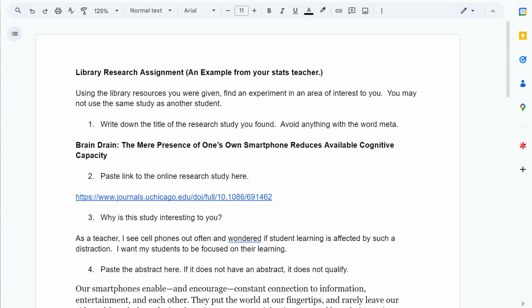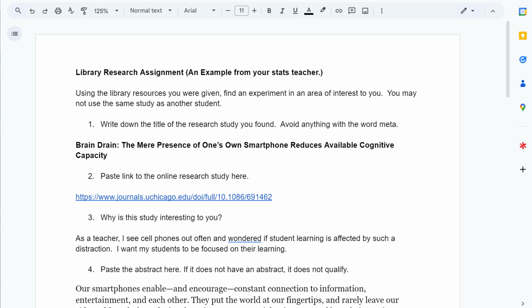Now I'm going to walk you through your assignment. You're supposed to find an experiment that is of interest to you. So the librarians and the resources you have, you're looking for an experiment. And then I'll get to some details, like, did you find one or not? First of all, I do have an experiment I found.